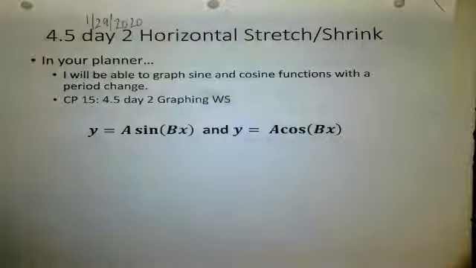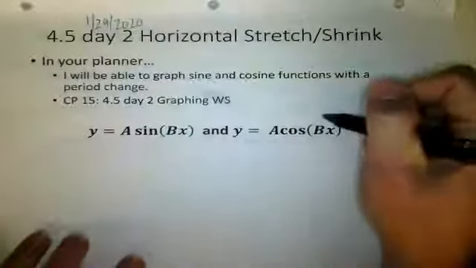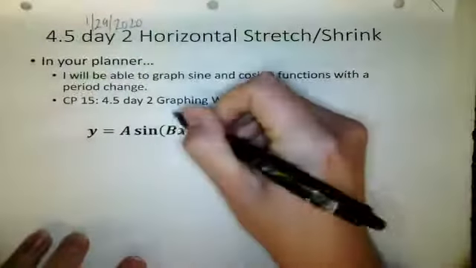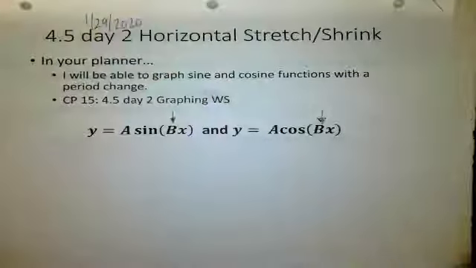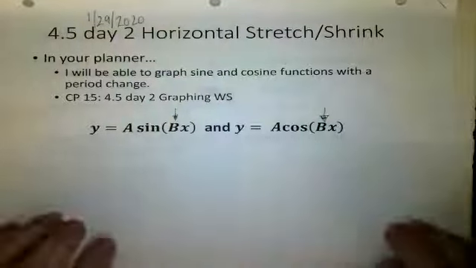So here we go. Today we have a number in front of the x. And because that's a number inside the function with x, that causes changes in the x direction. So those sine and cosine curves that we learned yesterday are either going to get stretched out like a spring, a slinky, love those things, or compressed closer together, okay?